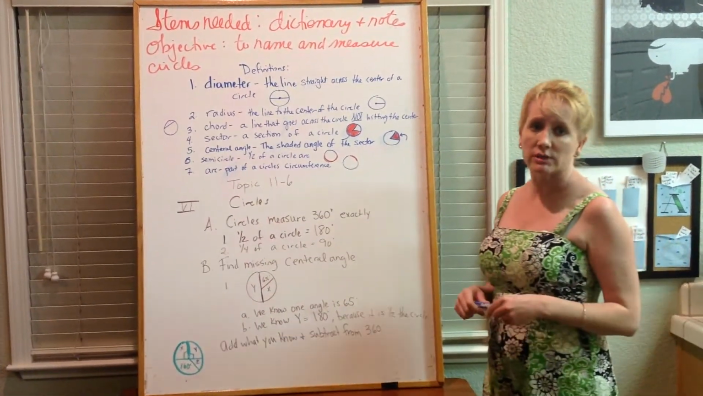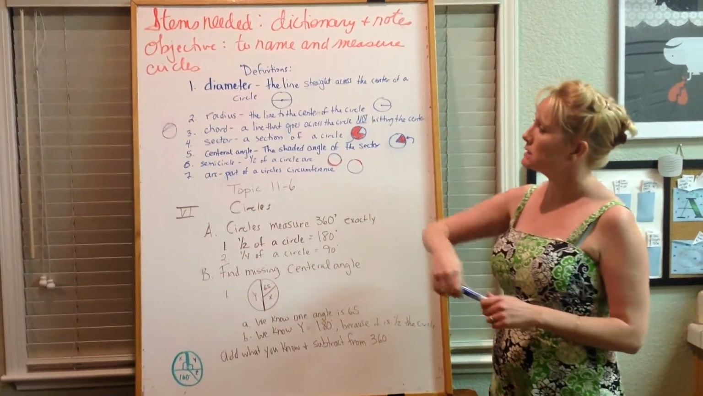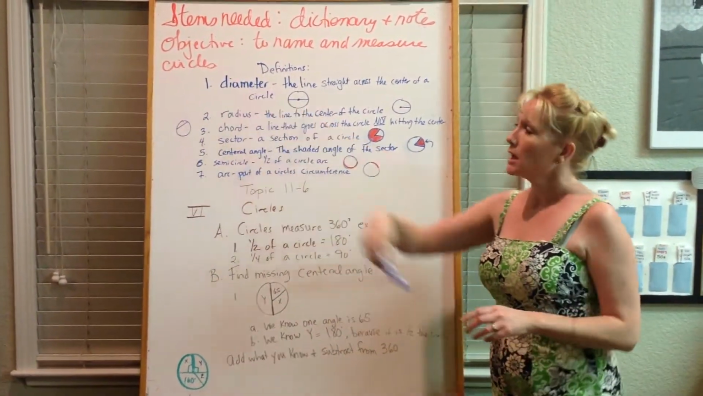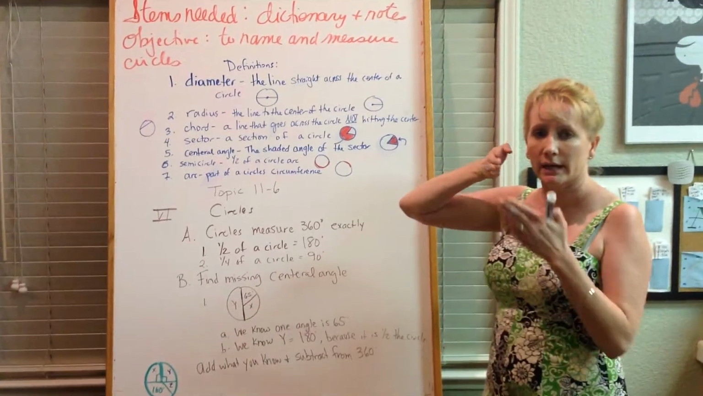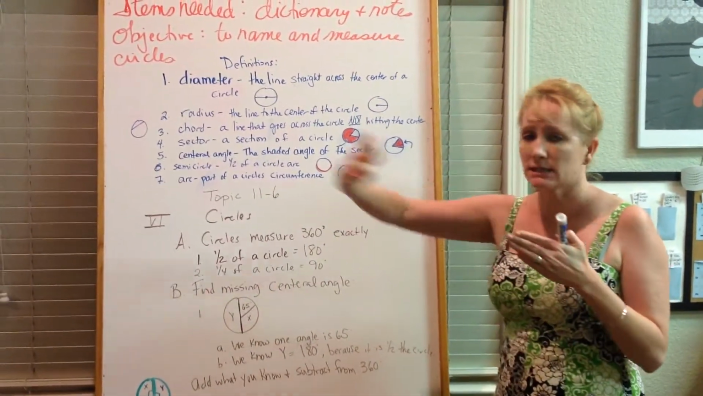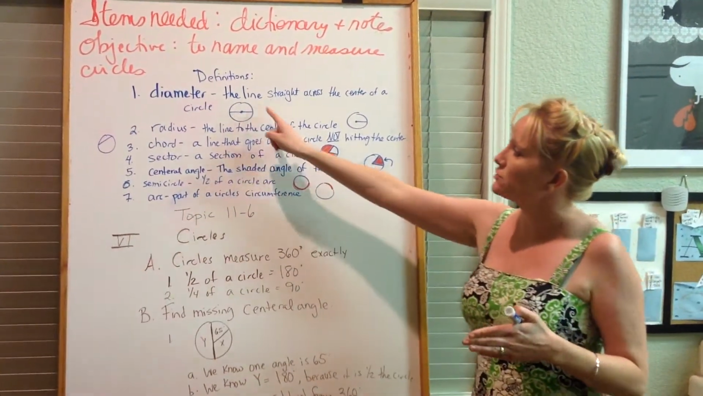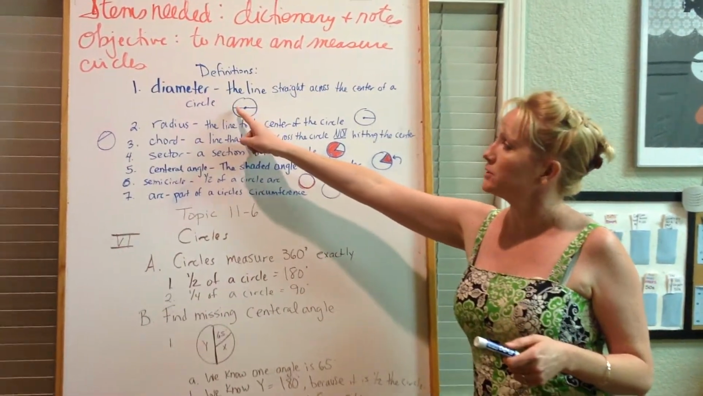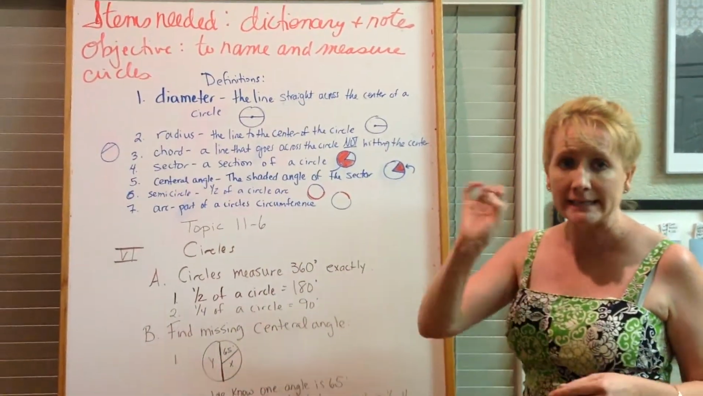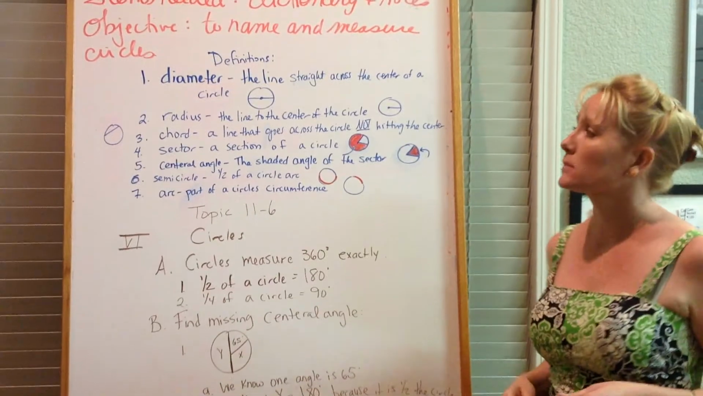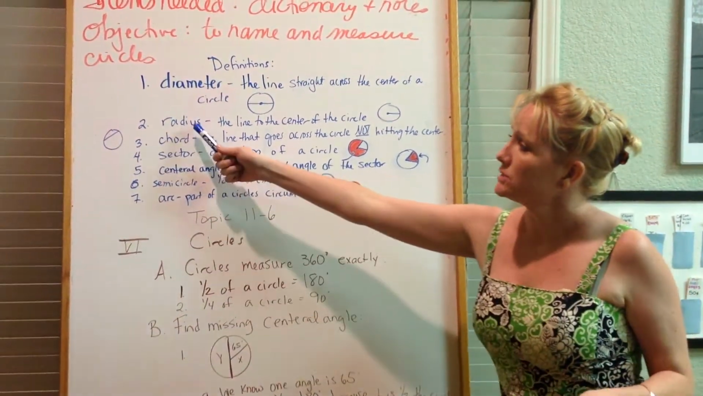So the definitions for this topic: one of them is diameter. A diameter is a straight line that cuts all the way across the center of the circle. I've drawn a circle here, and the diameter goes from one side to the other, hitting the center exactly. The second word is radius.